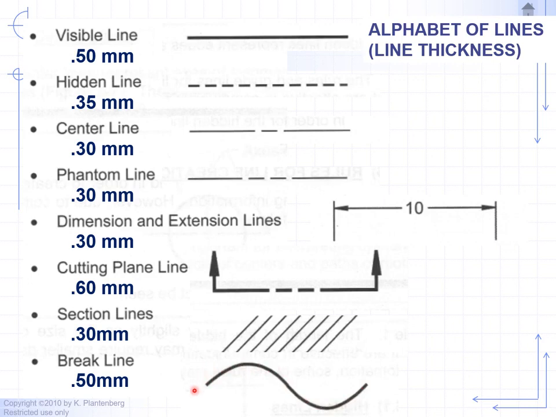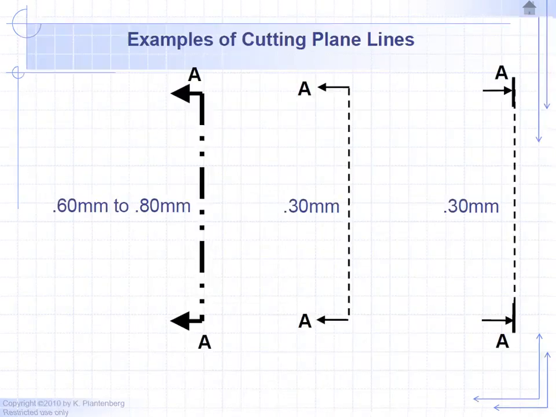And if we take an imaginary cut, you pretty much freestyle a break line. So a break line is just an imaginary cut where you just want to remove a piece of it. And since we are cutting the solid, an imaginary cut, we do make it the same thickness as the visible line. We're not going to be using this break line in this class. Next slide. Let's take a look at some examples of cutting plane lines.